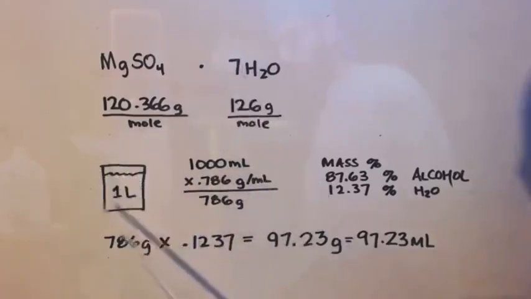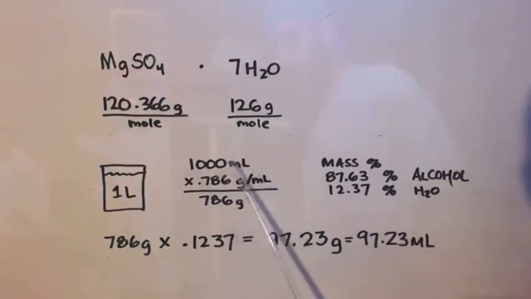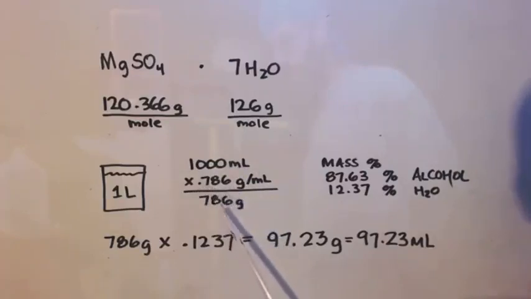Let's say I have a liter of 91%, right? That you get at the volume percentage, the rubbing alcohol at the store, right? That's 1,000 milliliters. The density is 0.786, so I multiplied that to see how many grams I got. This should weigh 786 grams, right?